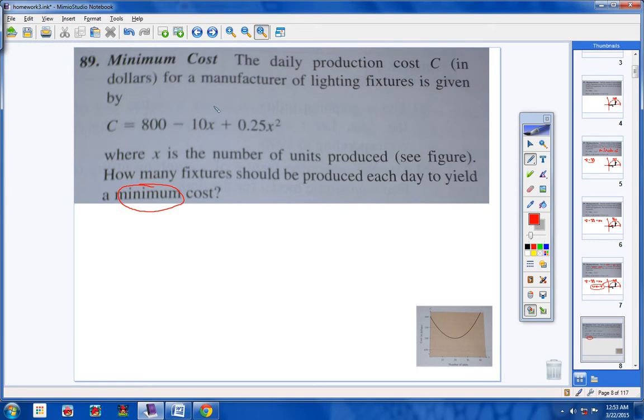So I can tell you we're going to produce 200 units, and where there's an X, you put 200, and you simplify, and it will give you out the cost. You will know how much it costs to make 200 units, okay? So they want to know how many fixtures should be produced each day to keep the cost down to a minimum. Now notice once again we have a quadratic.